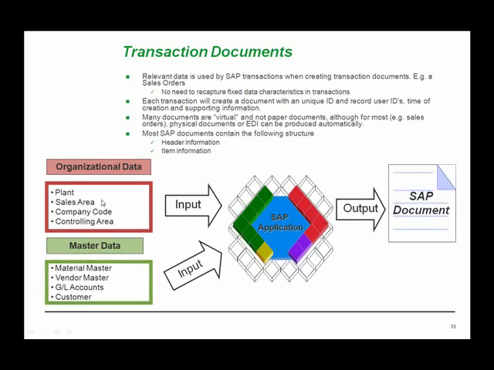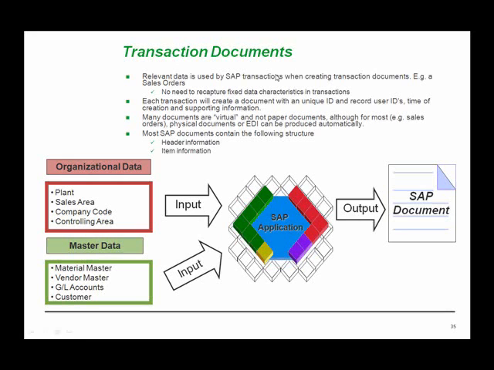So this is a good slide. This is the SAP application. Remember we talked about the different modules. Inputs are master data, your configuration, company code, configuration like sales order types. You use master data like vendor master, customer master, material master in all these modules, and you get an SAP document on the right. So relevant data is used by SAP transactions when creating transactional documents. It knows when you're creating a sales order, it needs to use a customer master. It needs to use a sales organization. It doesn't ask you to retype them again.